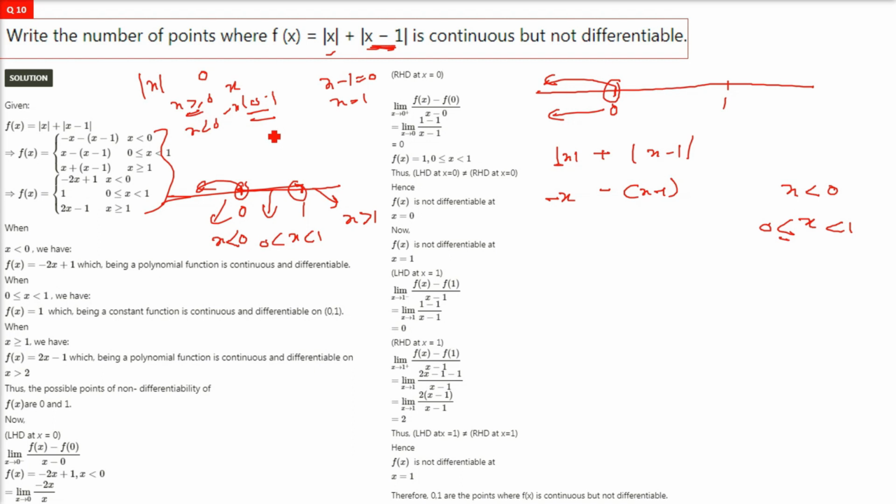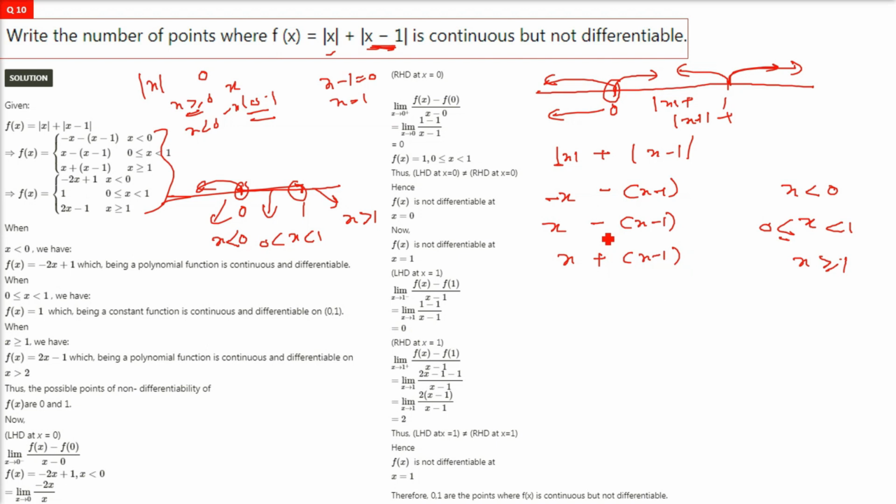Because mod x is all about equality. Equal to 0, it will be positive. So when you go up between 0 and 1, mod x becomes positive now because you are above 0. But you are still below 1, which is the deciding factor for the negativity of x minus 1. So it will be positive x and negative x minus 1. When you go above 1, you are already above 0. For that we have modulus x as positive x, and modulus x minus 1, because you are already above 1, it will be positive x minus 1.